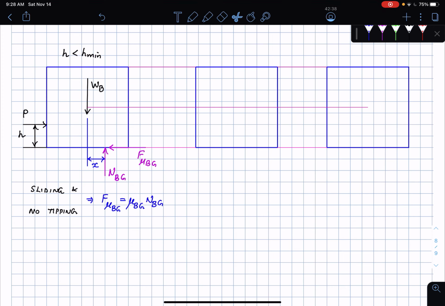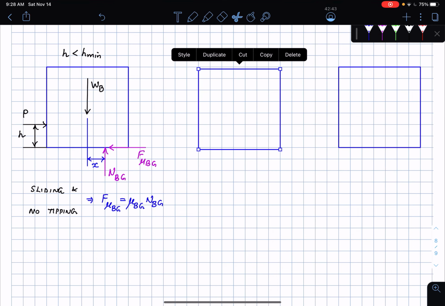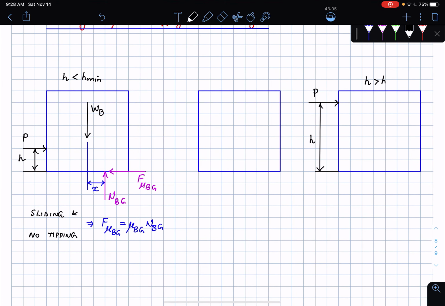In figure 2, let me draw figure 3 first. Okay, so here is figure 3. In figure 3, look at this. The force applied is at a very high height. Which means that in this case this is the force P. The height applied is much larger than the minimum height. Okay, so this is H, and in this case H is greater than H minimum, which means there is tipping only but no sliding.